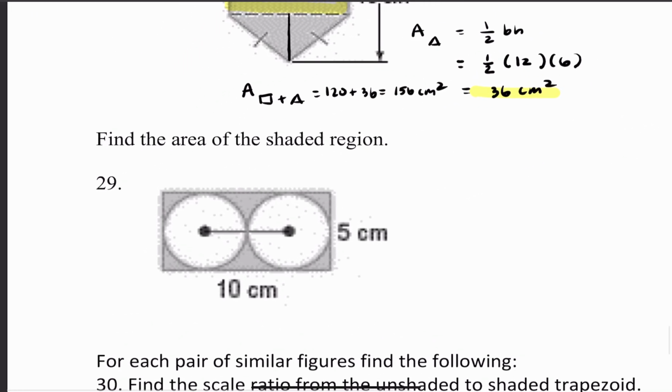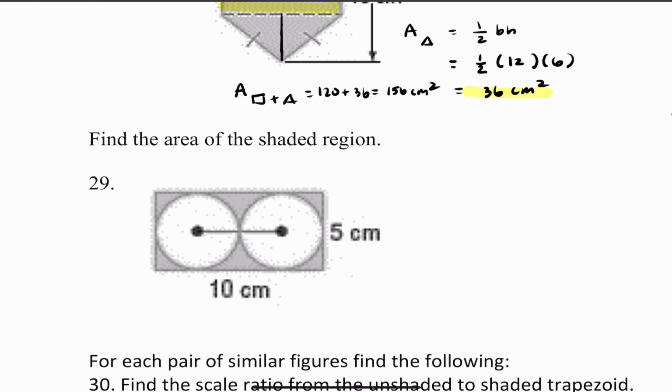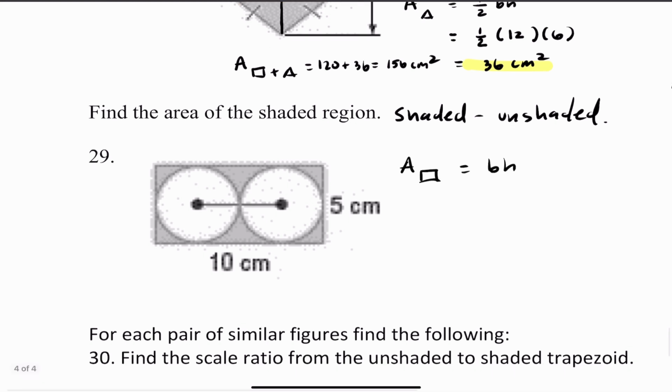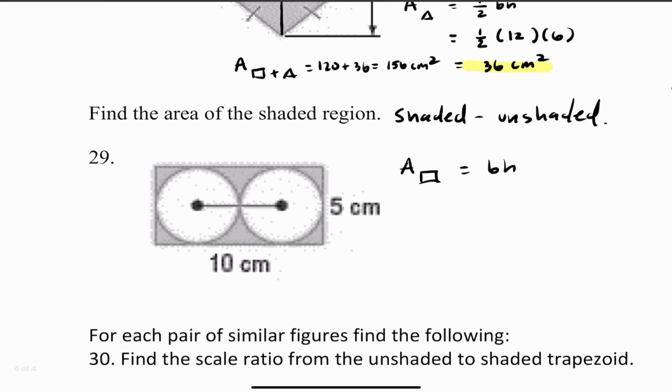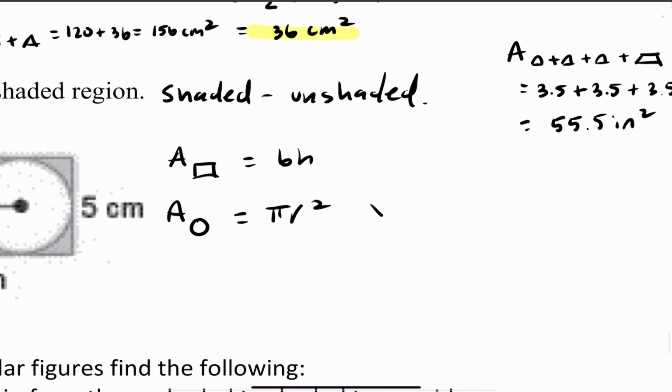Now what I need to do is take a look at number 29. It says find the area of the shaded region. Remember, it's shaded minus unshaded. Shaded minus unshaded. Okay, so what two shapes do we see? We see a rectangle, which is base times height. And then the other one is a circle. We actually have 2 circles here. So area of a circle, which is pi r squared. And we're going to say don't forget to multiply that by 2.